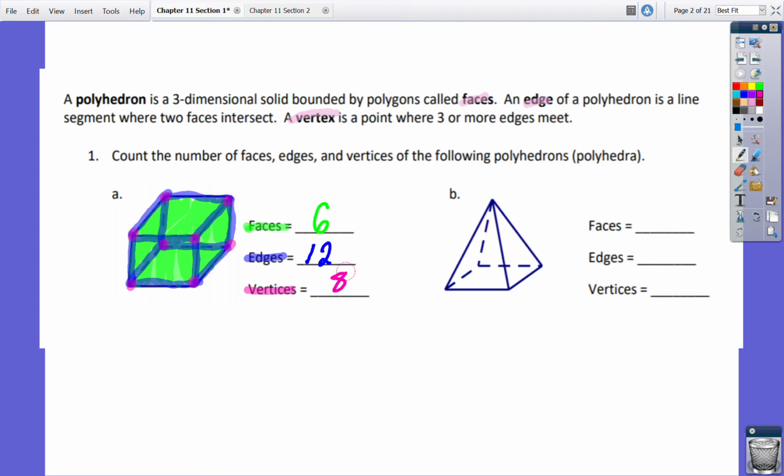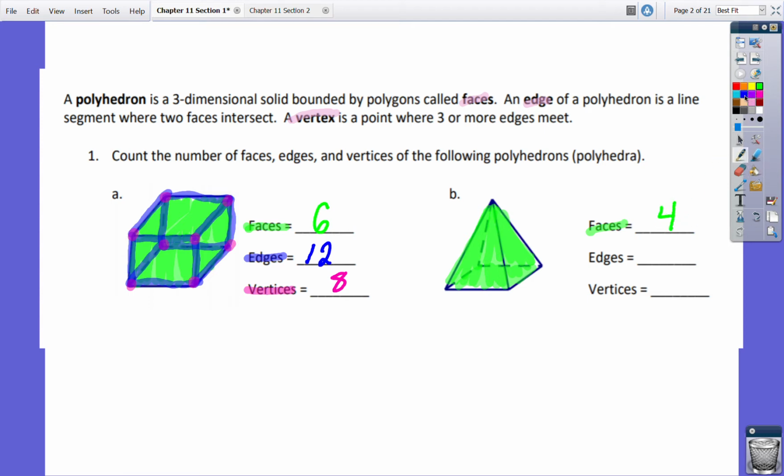Let's do the same thing on B. So I am first going to worry about my faces. I have one face down here on the bottom, and then 4 going around. So 1, 2, 3, 4. All right, so looks like I have 5 all total because I have the 4 are on the sides and the 1 on the bottom.